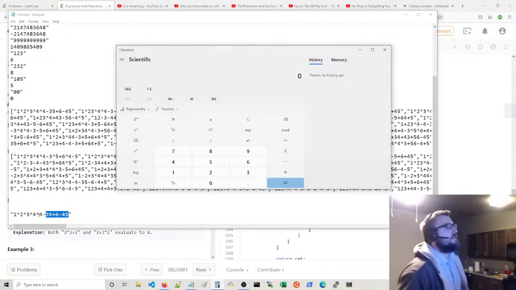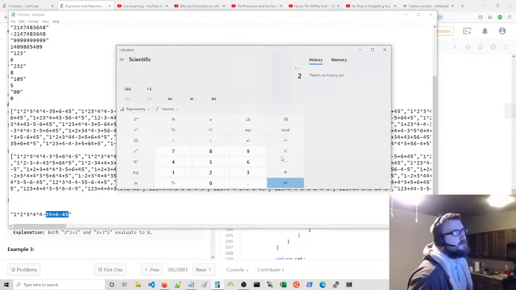Oh no, how does this work? I don't know what's going on here. 2 times 3 times 4 minus. Wait. So it's 4 factorial times 4 minus this expression on the right, which is negative 35 plus 6 minus 45. Or sorry, I did it wrong. If you do 6 minus 45, you add that to 35, and then you subtract this, or negate it, and add that to 96, that gives you 100.